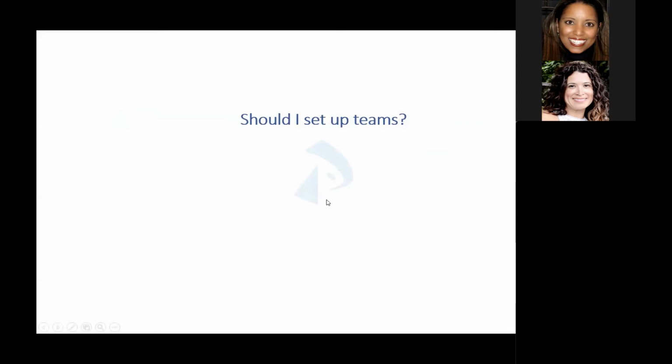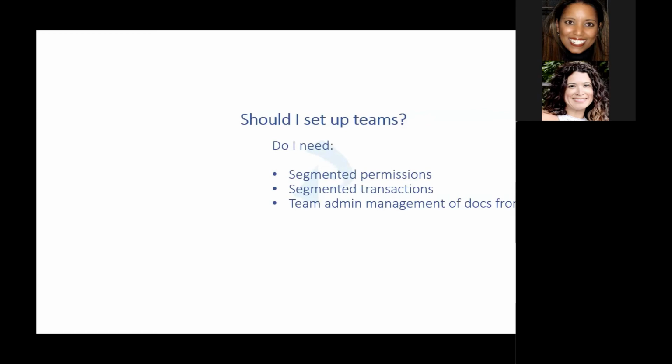So the questions you want to ask yourself are: do I need to segment my permissions? Do I have separate permissions for my teams that I need to isolate? Do I need my transactions separated so that one team can see transactions, the other team cannot, et cetera? Or, from an admin perspective, does my team admin need to manage docs from the unassigned page? And do the system messages need to come from the team admin? So answer those questions to determine whether it would be most efficient to go ahead and put your teams into Pipeline.